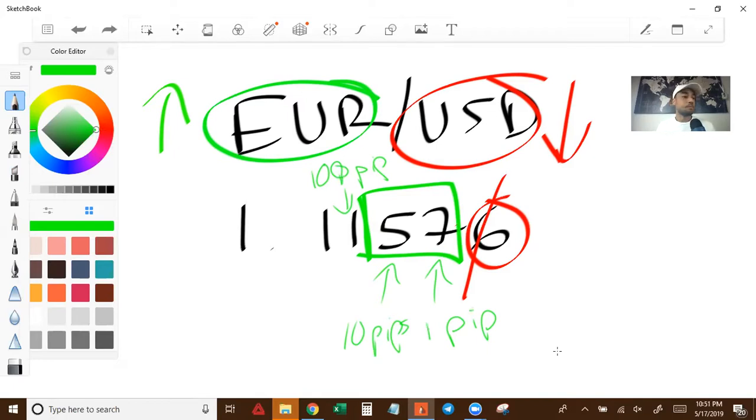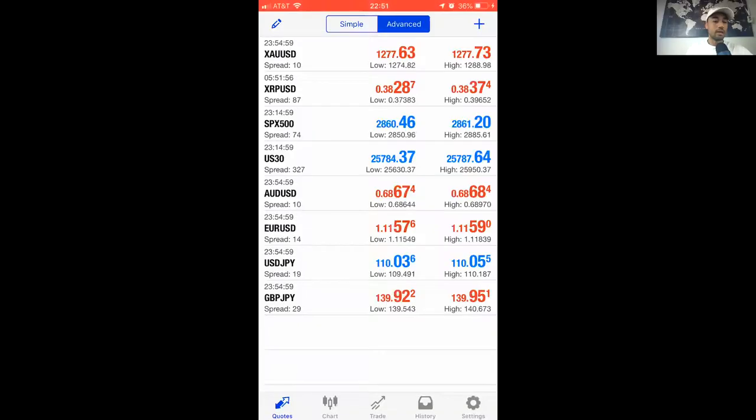So from there, what we would want to do is go ahead and go back. I want you to go ahead and look at your MetaTrader 4 real quick, right? And I want you to see that when you have clicked on advanced, you'll be able to see how it says 1.11 and then the 5.7 is big. The reason why it's big is because those are the ones that we pay attention to the most, okay? So that right there is a little breakdown of how to be able to view the pips.